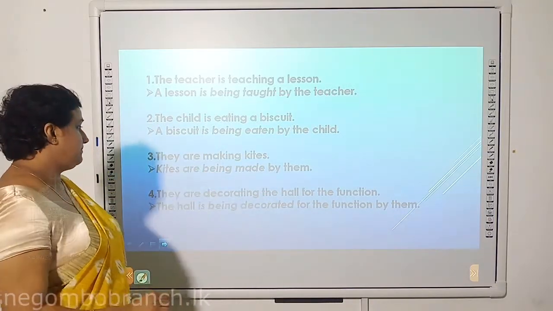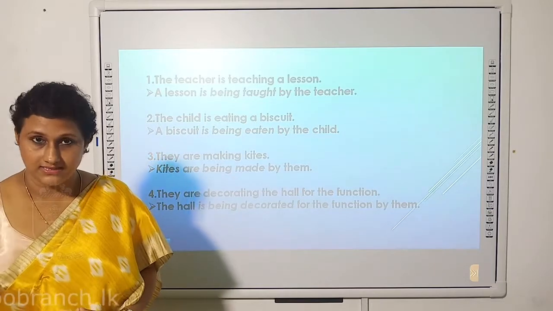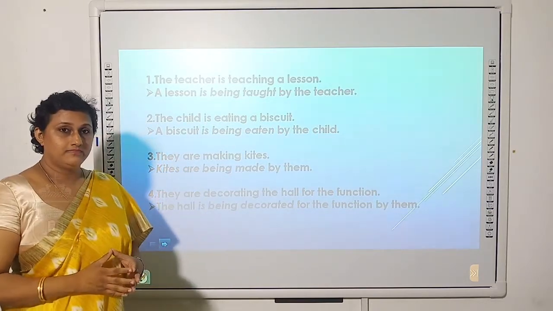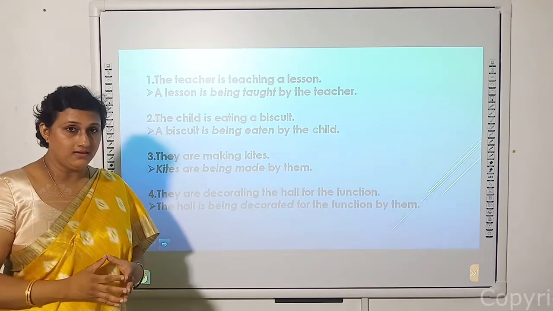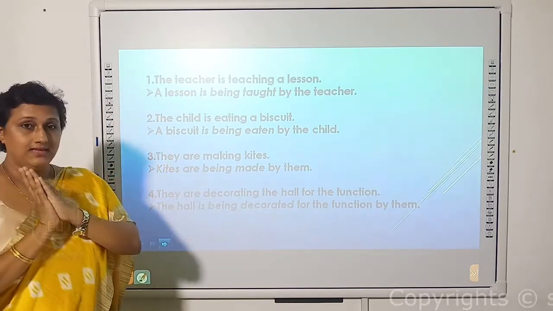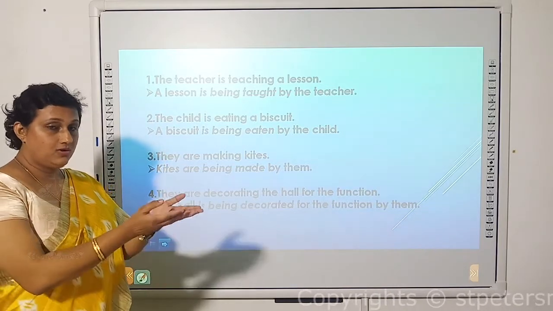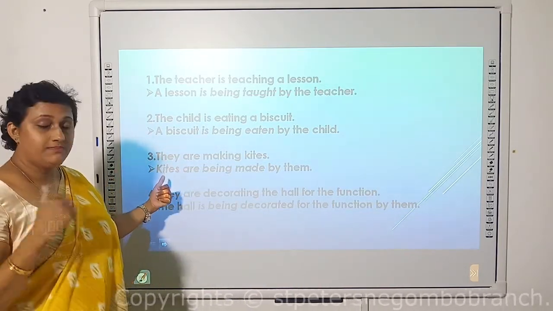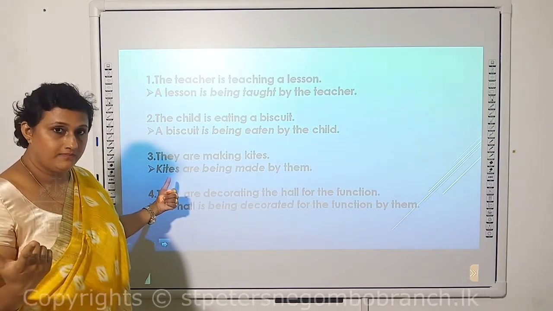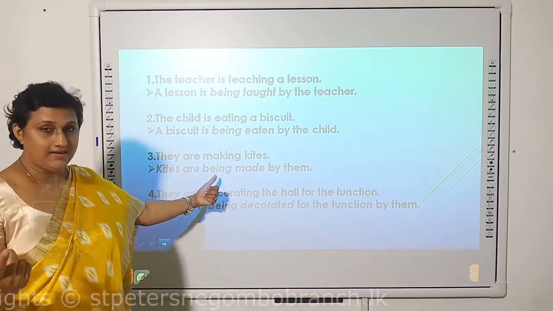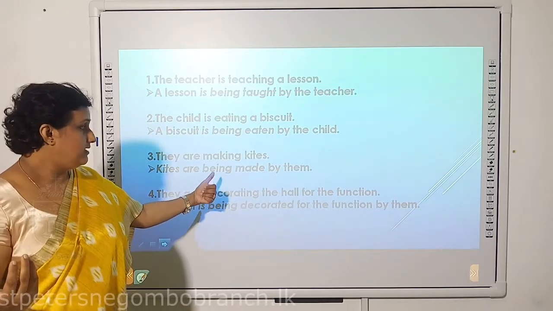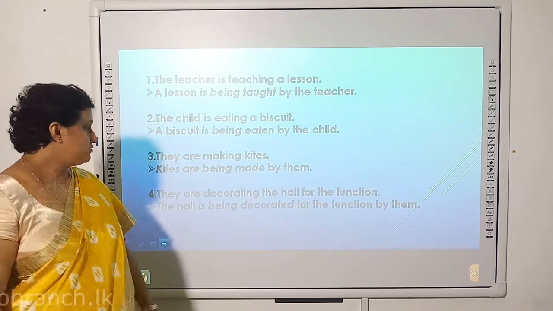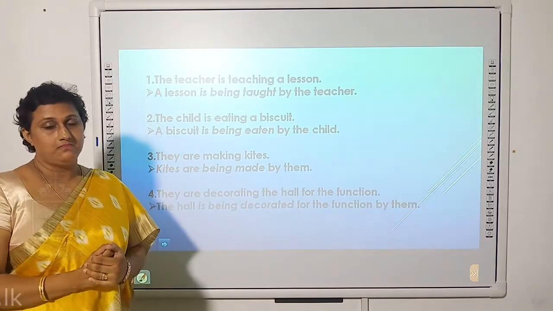Moving on to the third example. They are making kites. What is the verb? Are making. Who is making? They. They are making what? Kites. So kites has to come to the top. Then since it is plural, you have to use are. So are, then be-ing because it is continuous form. Then past participle of make, made, by them. So the answer is kites are being made by them.